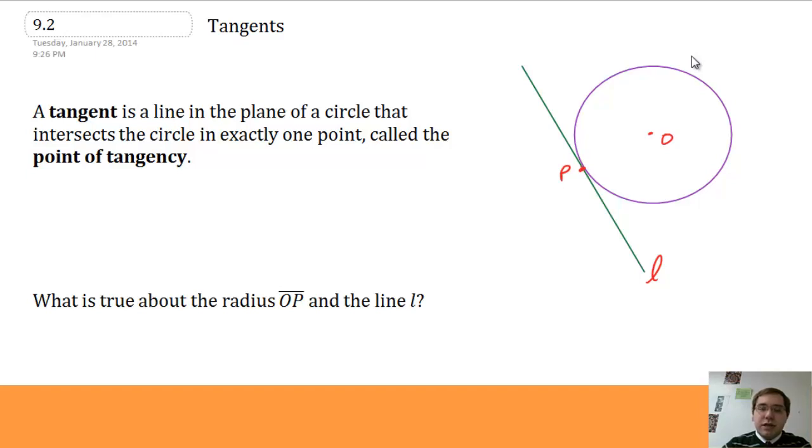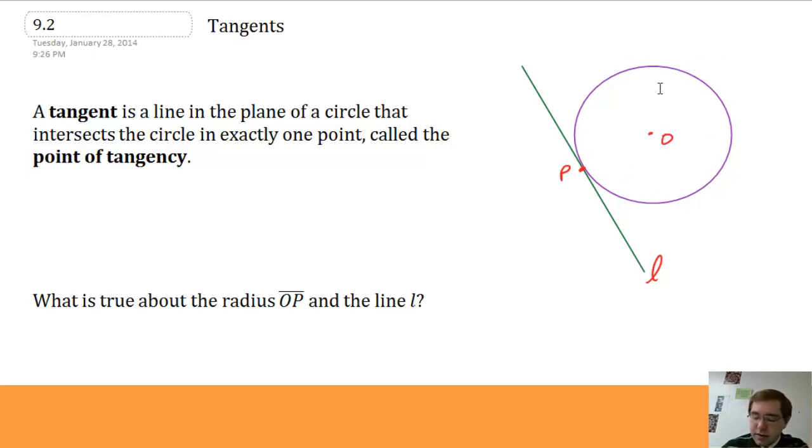This is section 9.2, tangents. A tangent, geometrically speaking, so we're not talking about the tangent ratio that we saw last chapter, but in terms of lines and circles, a tangent is a line in the plane of a circle that intersects the circle in exactly one point, and that one point is called the point of tangency. So the line can only touch the circle in one point.